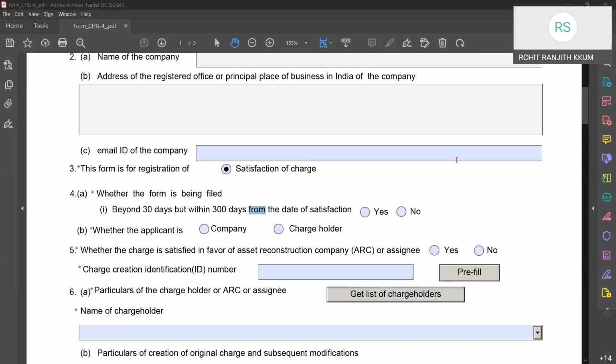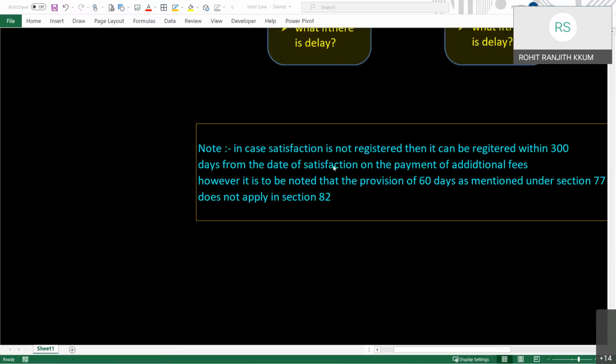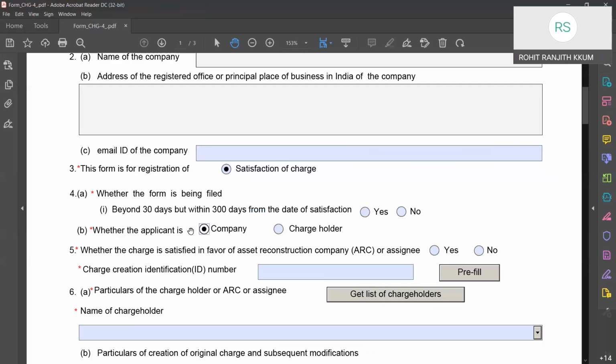The answer is quite simple. In the previous example, if you remember, the ROC issued a notice of 14 days stating whether the company should register the creation or not. Same way here, if the company is the applicant, the ROC will not directly register the charge. According to this paragraph, the same thing is written.